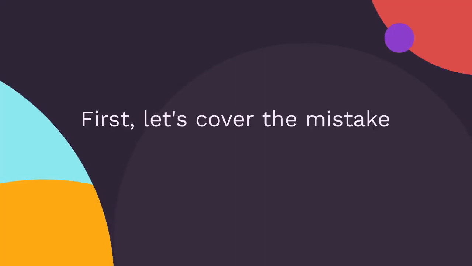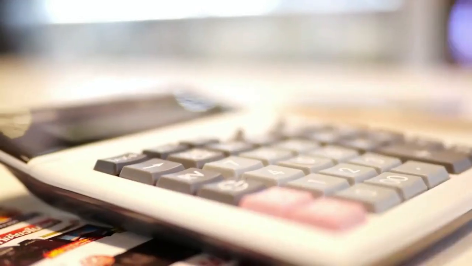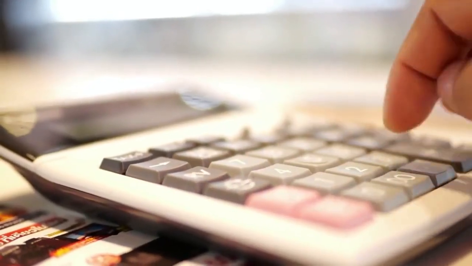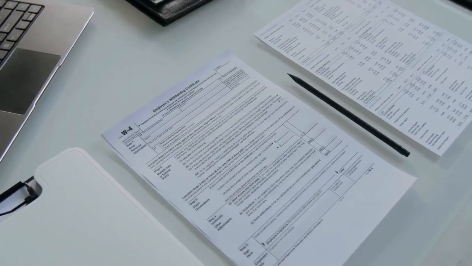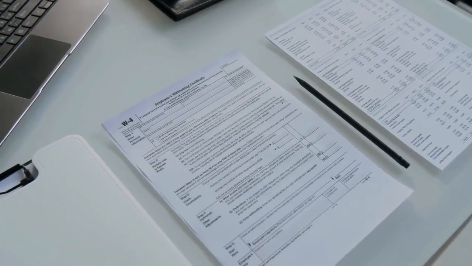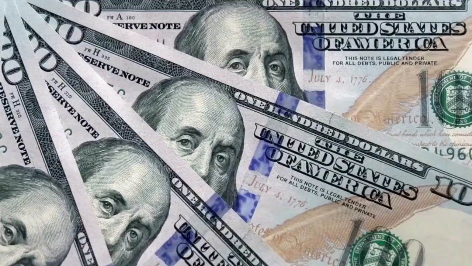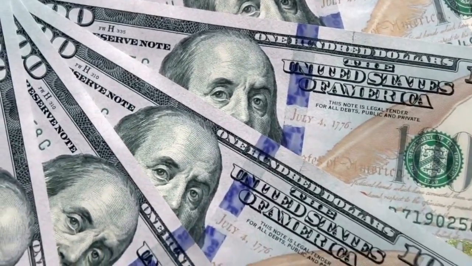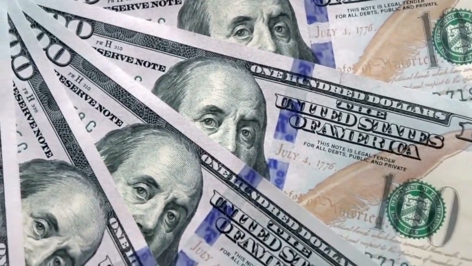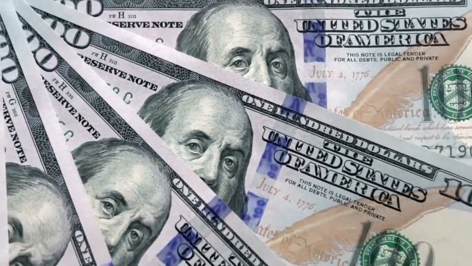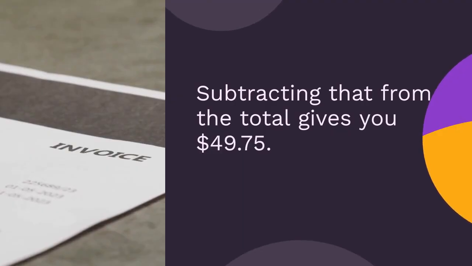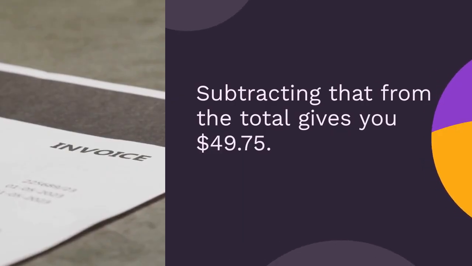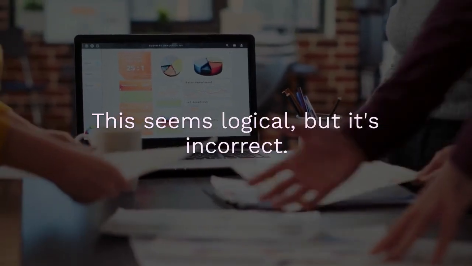First, let's cover the mistake most people make. They take the total amount and multiply it by the sales tax percentage. For example, if your total was $53.50 and the local sales tax was 7%, you might be tempted to calculate 7% of $53.50, which is $3.75. Subtracting that from the total gives you $49.75. This seems logical, but it's incorrect.